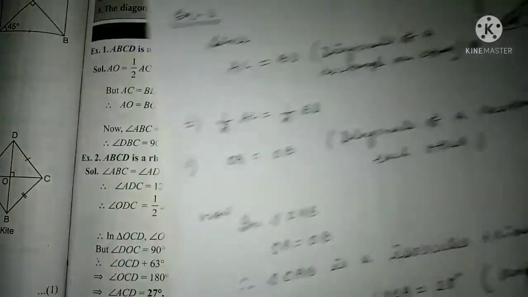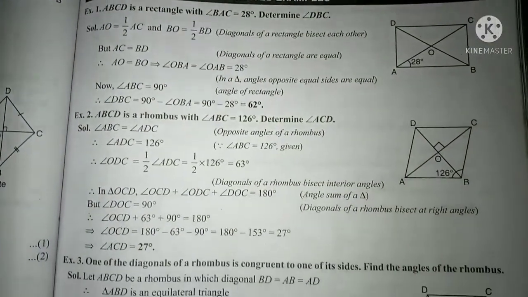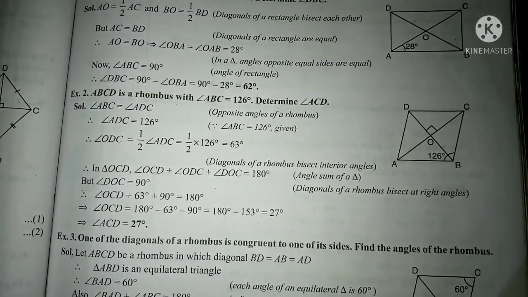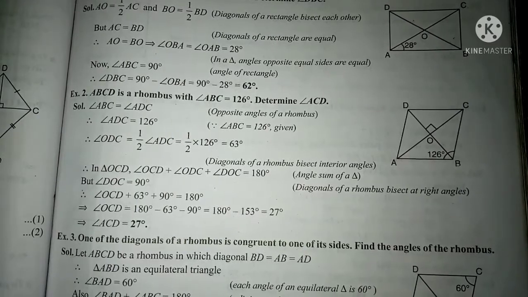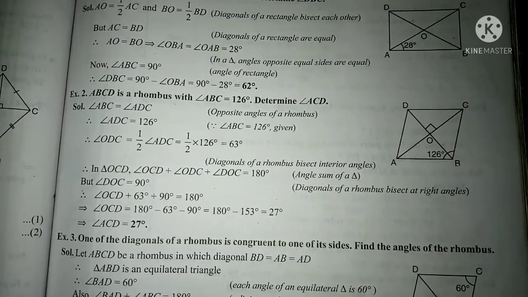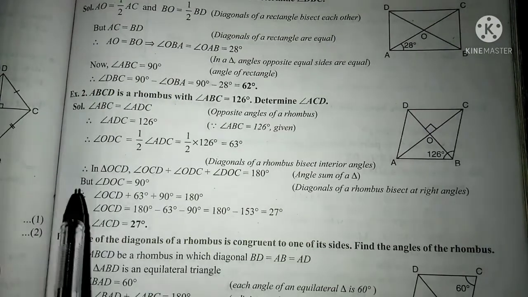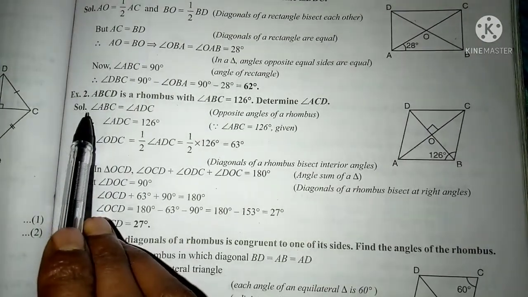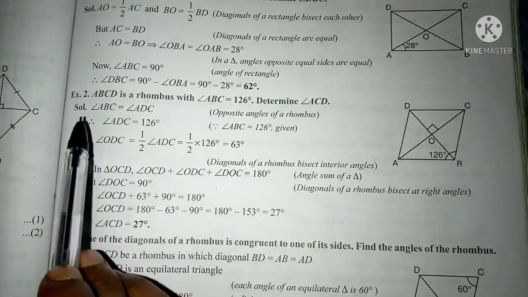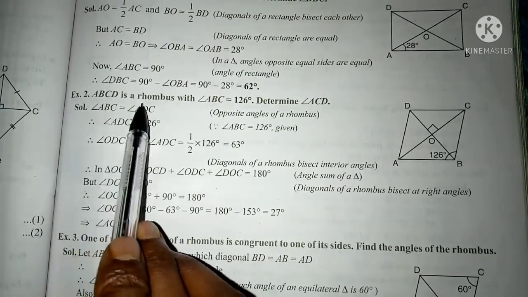Now we'll proceed to our second example. One more thing I want to add here: you just don't get panic. This exercise is very easy, you just need to put in some concentration. Once you have understood all the things, everything will be easy for you. Now I'm going to explain example number 2, and example number 2 is: ABCD is a rhombus.